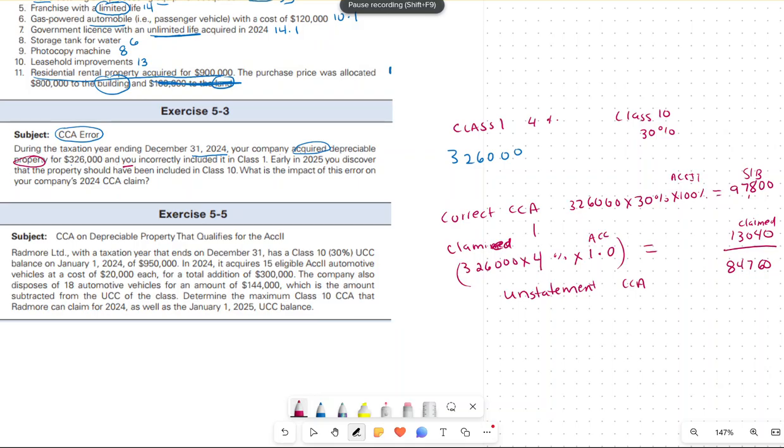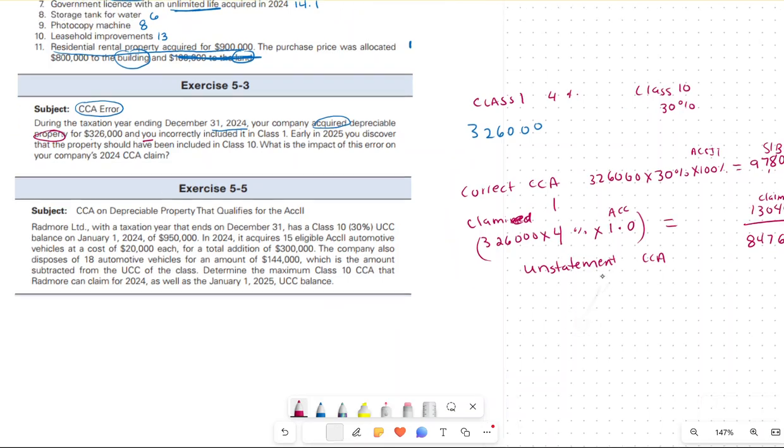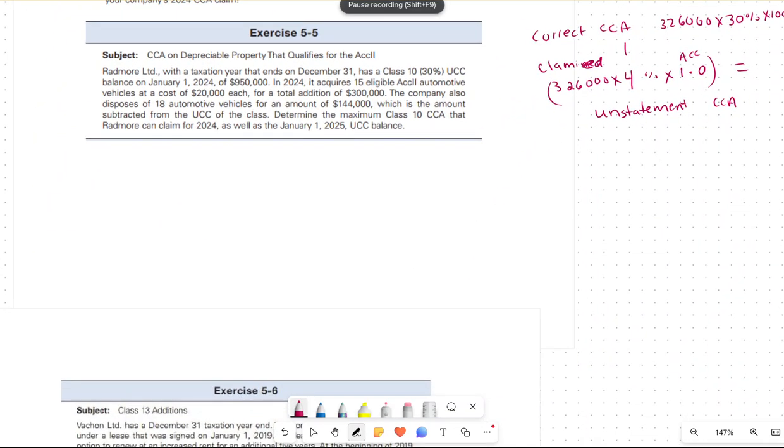Let's go to the next one and see what the next question is asking us to do. Now, of course, we have a CCA and it is an accelerated investment, so it qualifies for the accelerated investment incentive. We want to know how to do that. To make your life a little bit easier, put in the data. It says the company Redmore Limited, with a taxation year ending December 31st, has a class 10, and the CCA on that class is 30%.